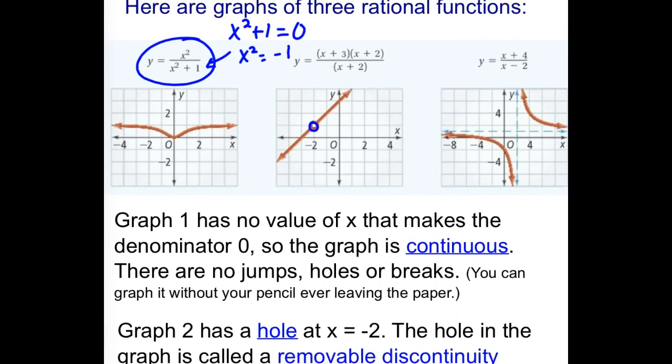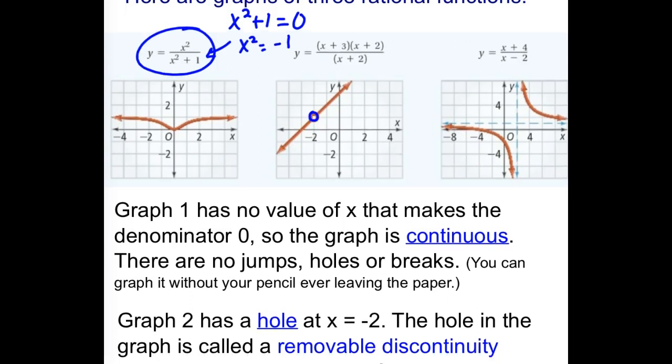Our third picture, what can x not equal? Can't equal +2. What do you see in the graph where x is 2? A vertical asymptote. So sometimes it will be a continuous graph. Sometimes it will be a graph that has a hole. Sometimes it will be a graph that has a vertical asymptote.